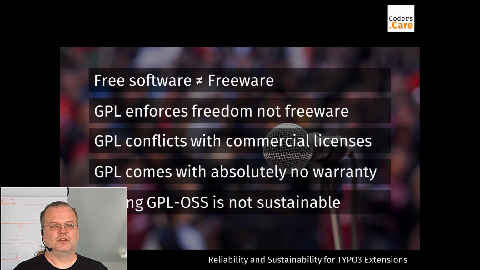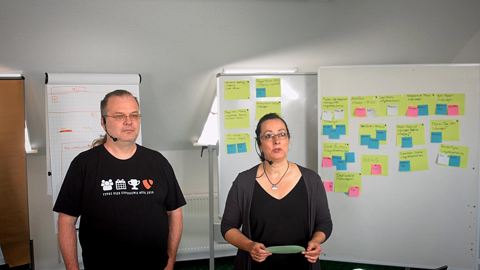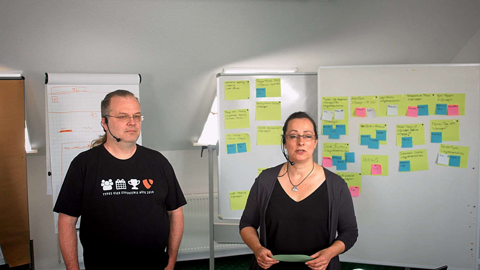Selling GPL open source software is almost impossible, because as soon as somebody gives the code away for free, you can give it to everybody else, so your business model is destroyed and you cannot sell anything anymore. So you need other solutions, and this is what we are going to present. Reliability is a topic of Coders.Care.